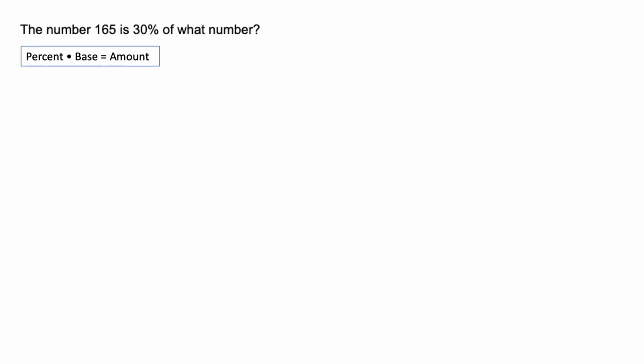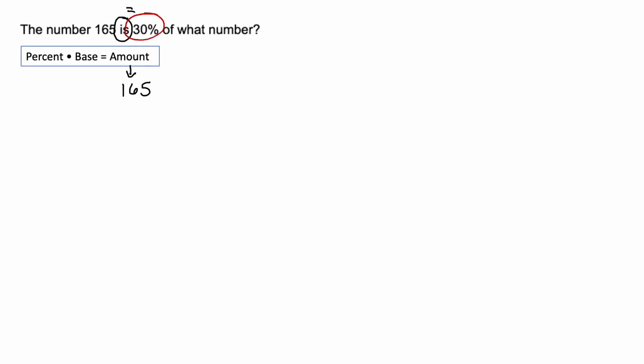The number 165 is 30% of what number? We're going to use the formula percent times base equals amount. First, we need to identify what numbers represent the percent, the base, and the amount, and then we can go ahead and solve our problem. First, we have the number 165 is. Remember, the word is means equals in math. So, the number next to the word equal is 165. That tells me that the amount is 165.